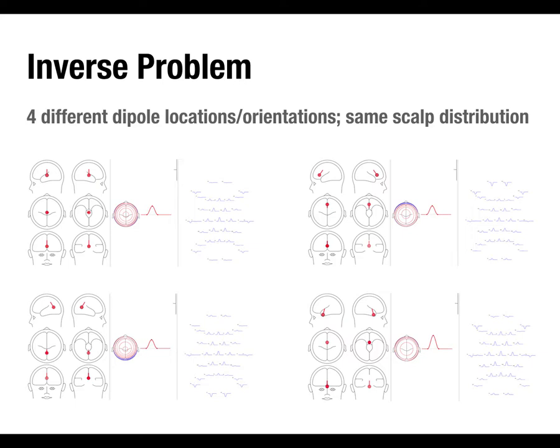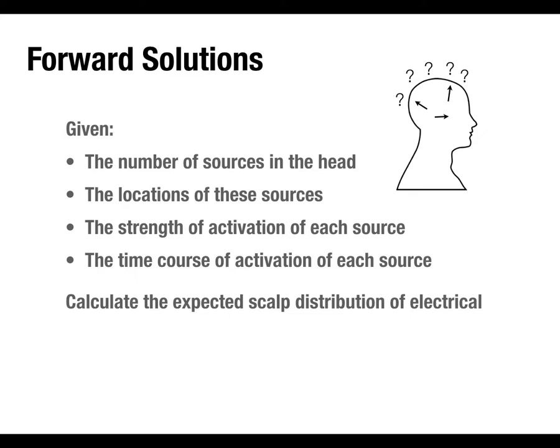This slide has very poor contrast. That's unfortunate. It's from the book, and basically it's showing that given 4 different dipole locations and orientations, you get the same scalp distribution of effects. So it's really just visually describing the inverse problem that I just described. You can't see it here. You can always look at it in the book or just take my word for it.